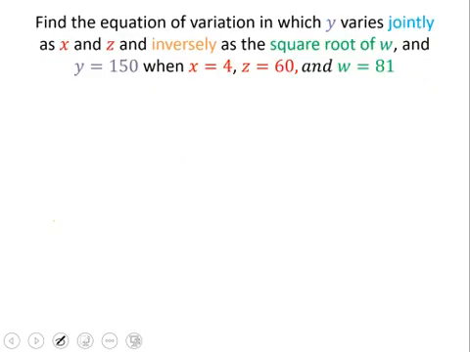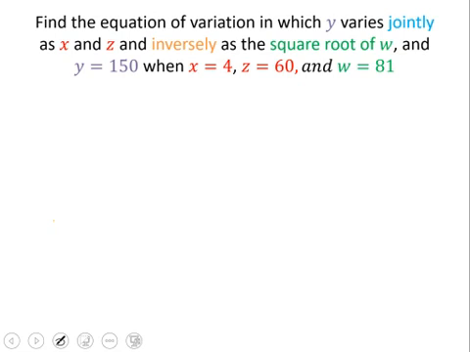Okay, so find the equation for the variation in which y varies jointly as x and z and inversely as the square root of w. And then we have all these situations with y, x, z, and w. So again, remember we have a k value. So take a second, figure out what the equation would be with this setup.